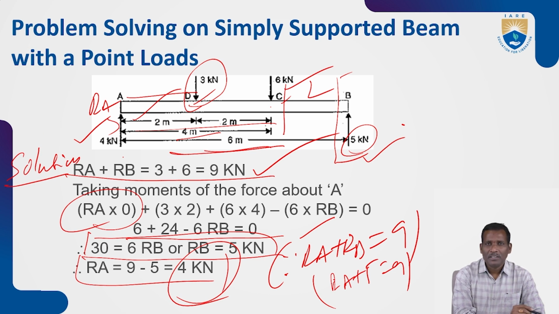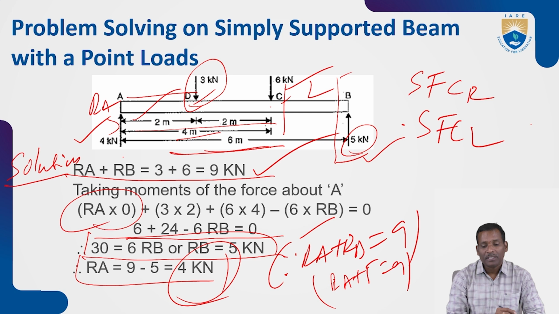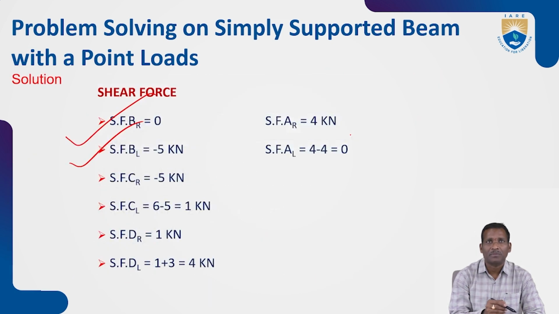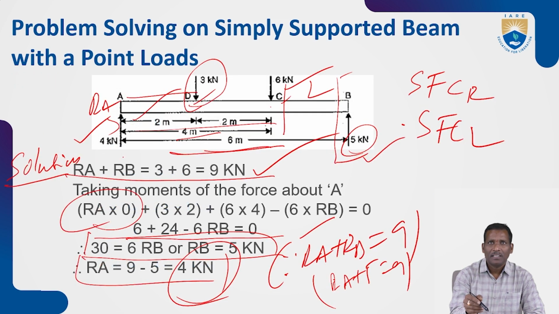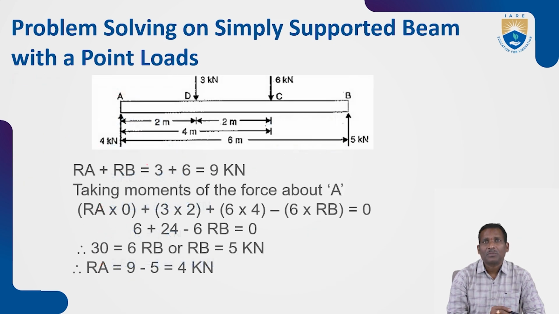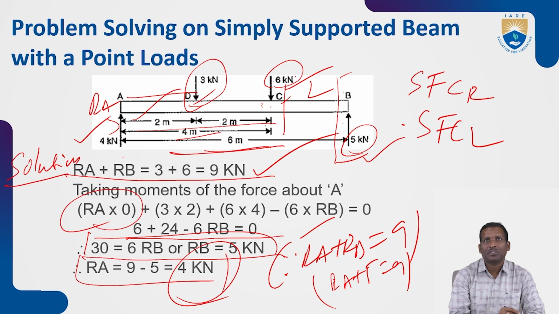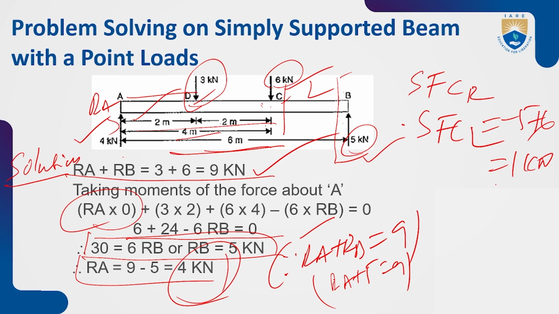So now calculate the shear force C right and shear force C left. What is the C right? C right, up to C this force remains constant, that is minus 5. And C right is minus 5. Okay, what is the C left? C left carries minus 5. Here the vertical load of 6 kilonewton is acting. So that is minus 5 plus 6, that is 1 kilonewton.